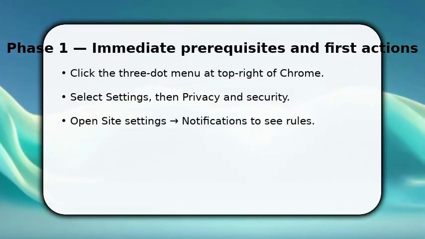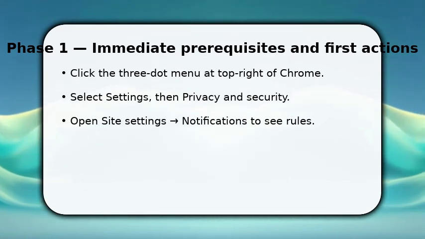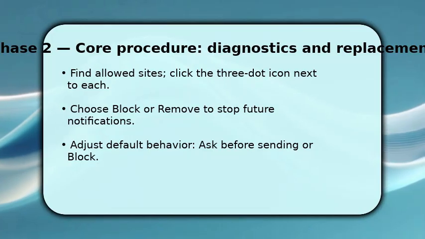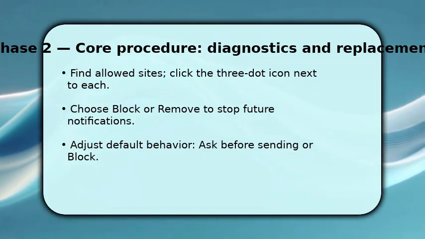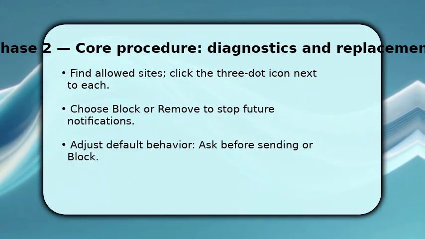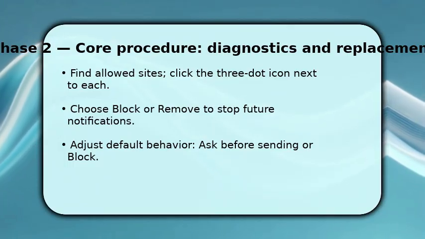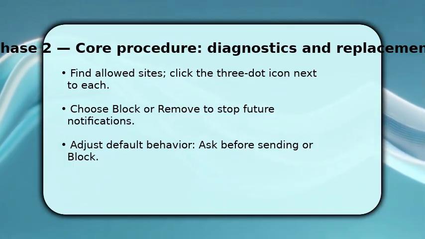Now that the Notifications panel is visible, move to Editing Specific Site Permissions. You'll see a list of allowed and blocked sites. Find any allowed sender you no longer want. Click the three-dot icon beside a site to reveal actions. Choose Block to stop notifications permanently, or Remove to reset permission so the site must ask again.